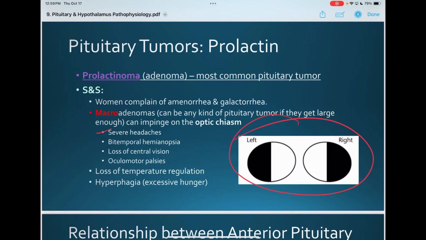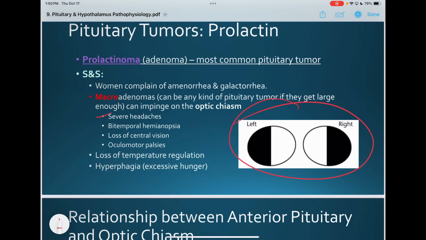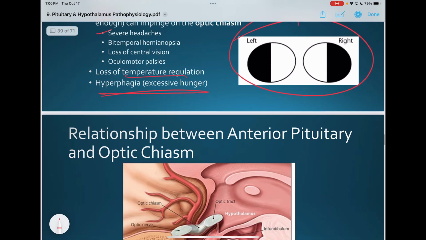So severe headaches. Why are they having headaches? What's growing in their brain that shouldn't be there? A tumor. You have a mass growing in your brain that shouldn't be there. It's going to push on the corresponding structures, causing you to have a headache. Bitemporal hemianopsia because of the optic chiasm, loss of central vision is the same thing, and maybe some oculomotor palsies as well. Loss of temp regulation, excessive hunger they also have with these prolactin tumors.